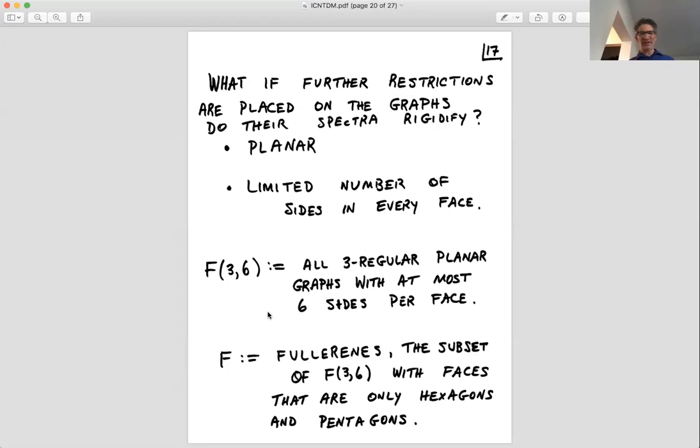Well, a Fullerene is a 3 regular graph, connected, all of these are planar, as I'm saying, that's how I can talk about faces. They are 3 regular graphs which have not only at most 6 sides per face, but have only 5 or 6 sides per face. That's the definition of a Fullerene. So we put the condition on the graph that it's either F36 or Fullerene, and then we ask, can you still create gaps, or what gaps can you create?